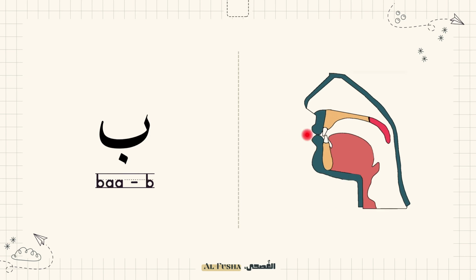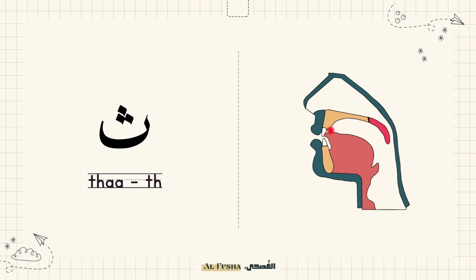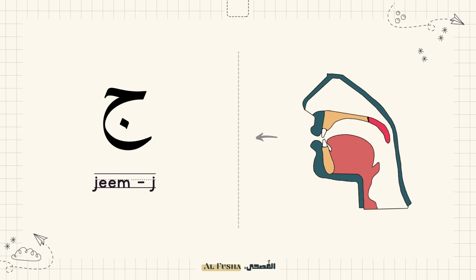Ba, ba, ba. Excellent. Then Ta, ta, ta. Perfect. Next. Tha, tha, tha. Ja, ja.